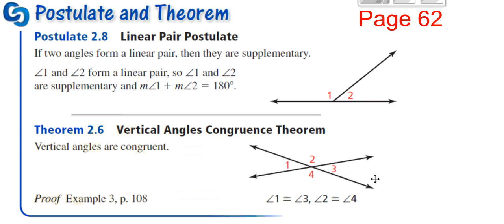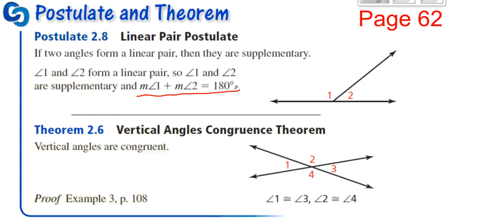Some other postulates that we'll deal with in theorems. Okay, the first postulate is our linear pair postulate. Notice it's a conditional statement: if two angles form a linear pair, then they are supplementary. So we can use this in our proofs now. If we see that we have a linear pair here, 1 and 2, then we know that angle 1 plus angle 2 is 180 degrees.